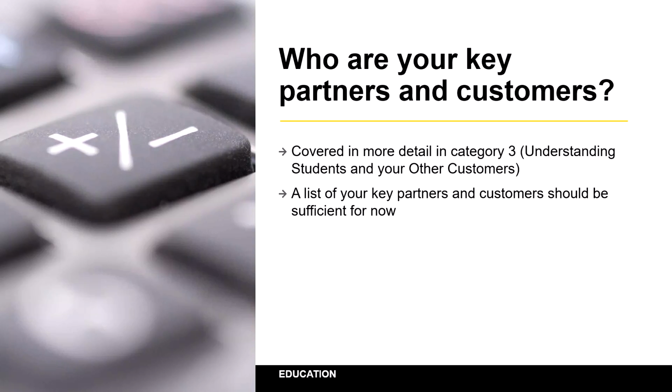So the first thing your unit needs to understand is who your key partners and customers are. And of course, who your students and workforce are is pretty evident here. The topic is covered in more detail in the module on category 3, which is really about understanding your students and other customers. So we'll dive into some of this much more deeply in that module. For now, though, all you really need is a list of your key partners and customers.